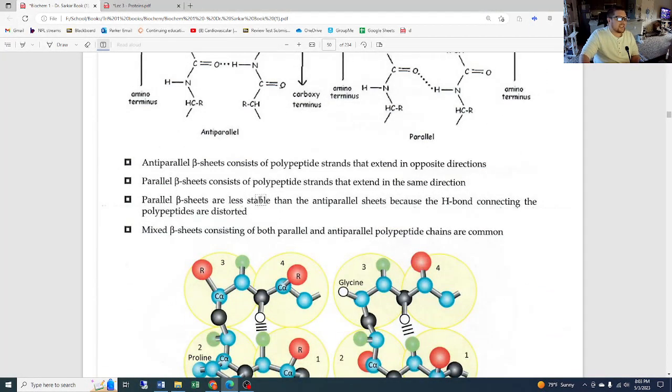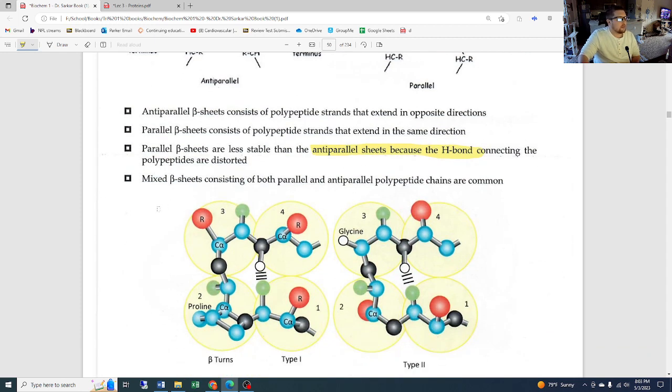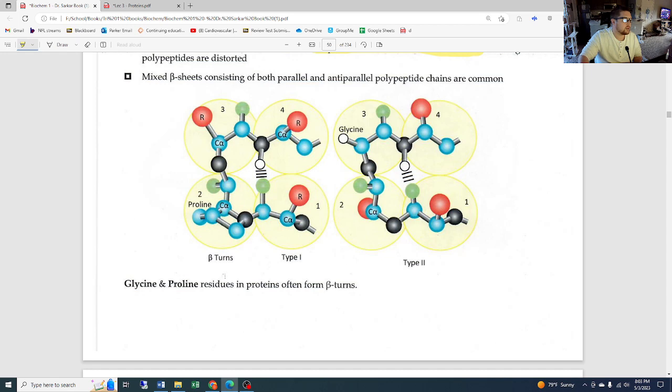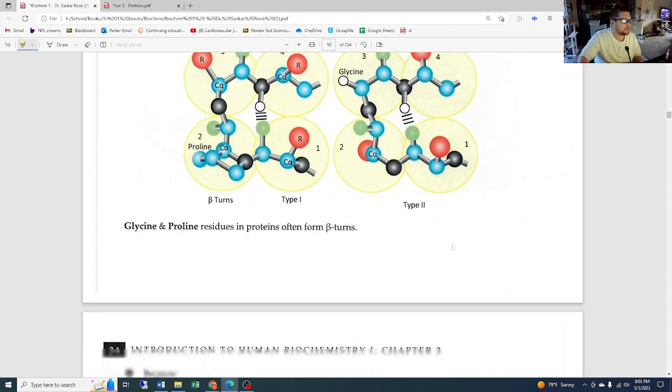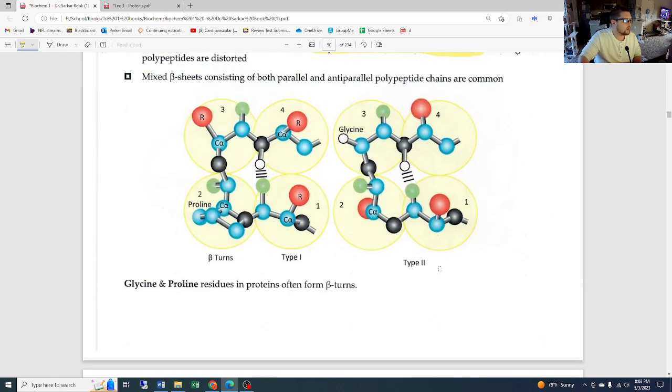Parallel beta sheets are less stable than the anti-parallel sheets because the hydrogen bonding connecting the polypeptides are slightly distorted. So when it talks about this, which one's stronger, just remember the anti-parallel sheets are stronger. Mixed beta pleated sheets consist of both parallel and anti-parallel peptide chains and are common. And this as well, this is a good thing to make note of.